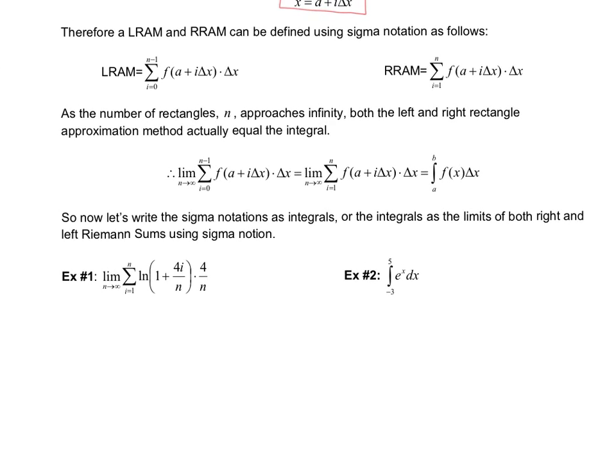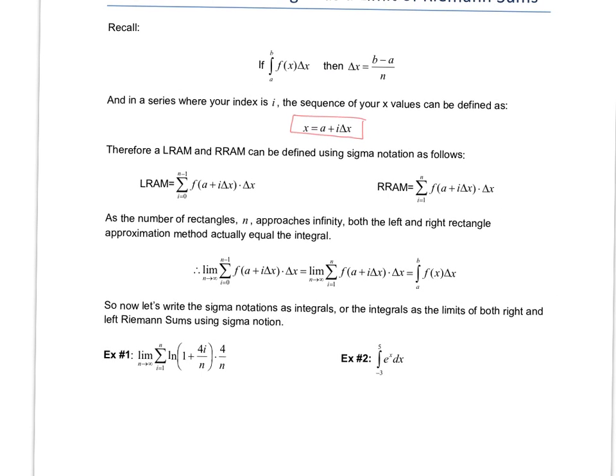Okay, so all we're going to work on in this video is how to convert from sigma notation to the calculus symbols, or from the calculus symbols back to sigma notation. That's all we're going to really work on here. So remember, all of this hinges on the idea that x equals a plus i delta x, and then we find delta x by doing this. So let's go right to it.